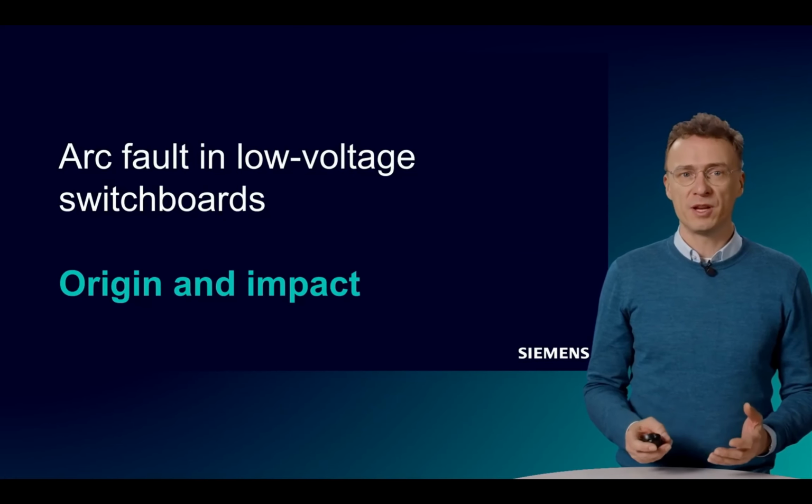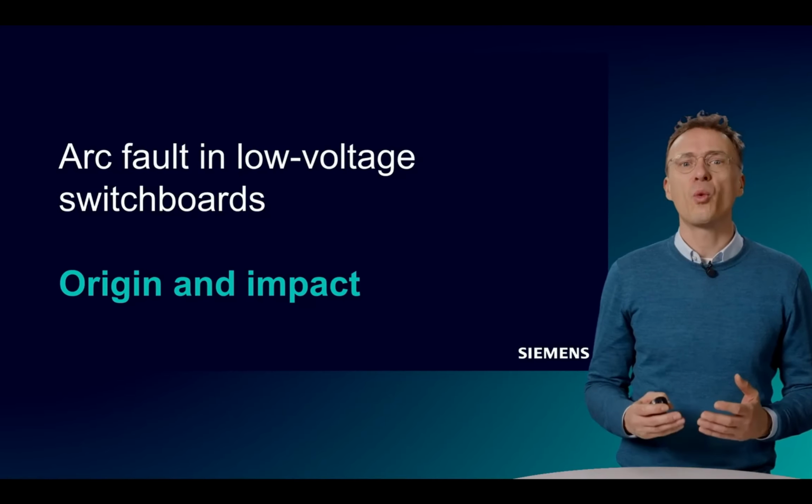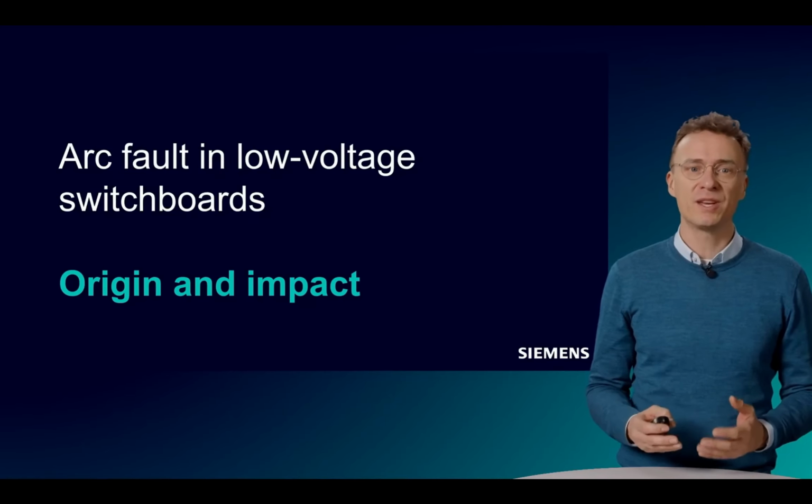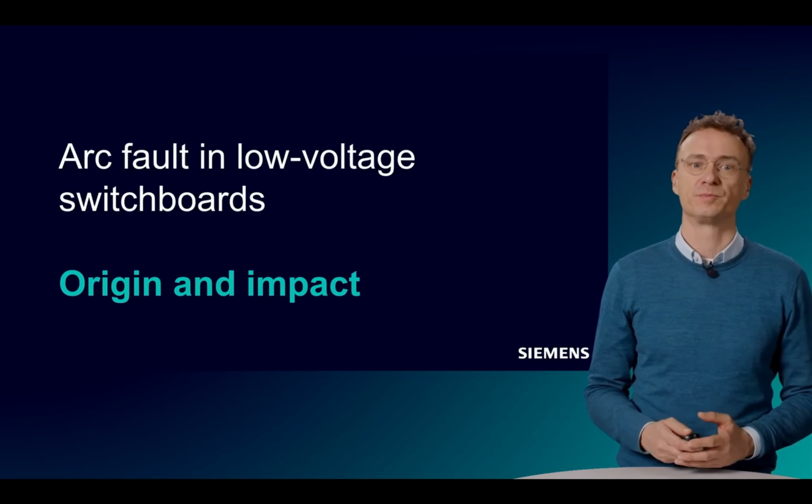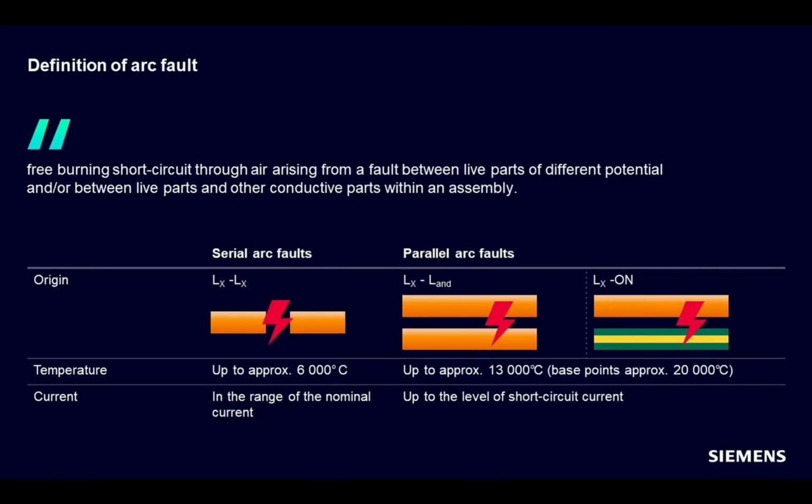But before we go deeper here, we should perhaps first look at what an arc fault is and what can lead to this worst-case scenario. According to the definition in the standard, an arc fault is a short circuit burning freely in air that can occur as a result of a fault between active parts of different potentials and or between active parts and other conductive parts within a switchgear assembly. This ionizes the air and makes it conductive, allowing the current to flow more or less unhindered in the resulting plasma.